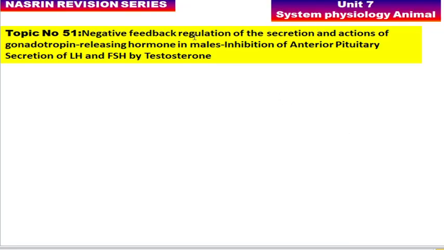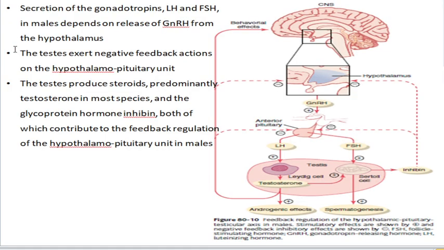Next, the negative feedback regulation of the secretion and actions of gonadotropin-releasing hormone in males is nothing but inhibition of anterior pituitary secretion of LH and FSH by testosterone. So here you can see the hypothalamus, which will be secreting gonadotropin-releasing hormone. This stimulates the anterior pituitary to secrete LH and FSH. Okay, so LH acts on the Leydig cells and FSH acts on the Sertoli cells.